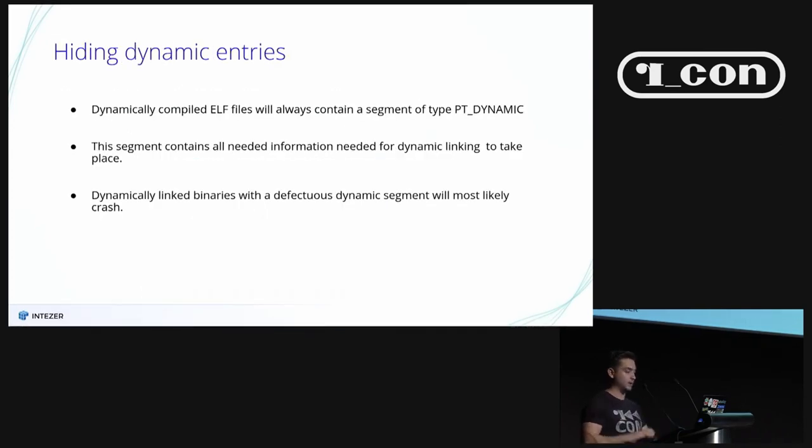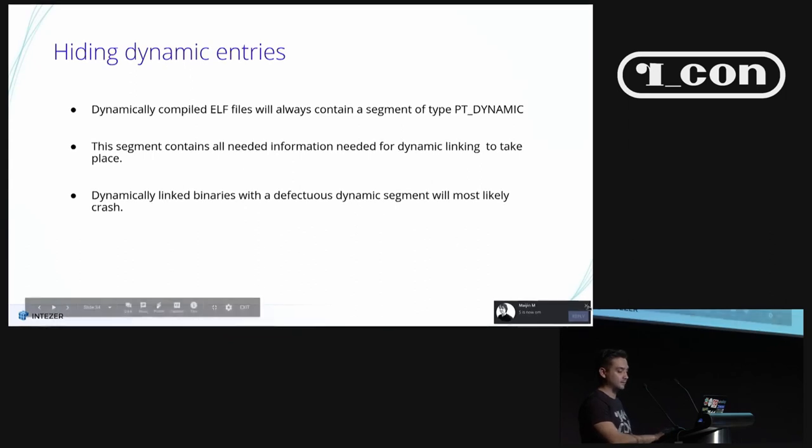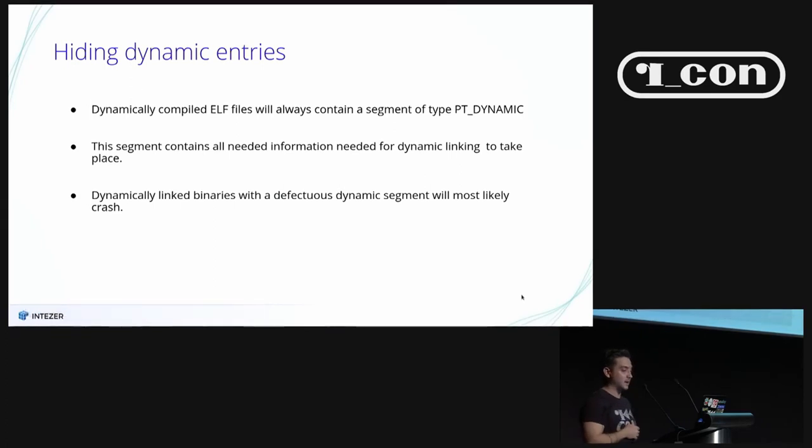Okay, that's one technique. Let's talk about another one, which is hiding dynamic entries from the dynamic segment. Dynamically compiled binaries contain a segment called PT_DYNAMIC, and this segment exists because all of the information needed for a dynamically linked binary to run has to have a place to be saved, and that place is the dynamic segment. As I said, this segment contains only the information needed for dynamic linking to happen, and dynamically linked binaries with an infected dynamic segment will most likely crash.